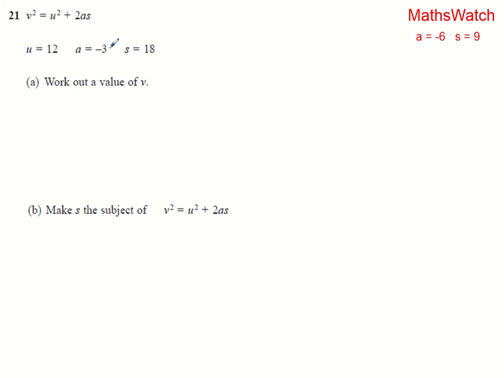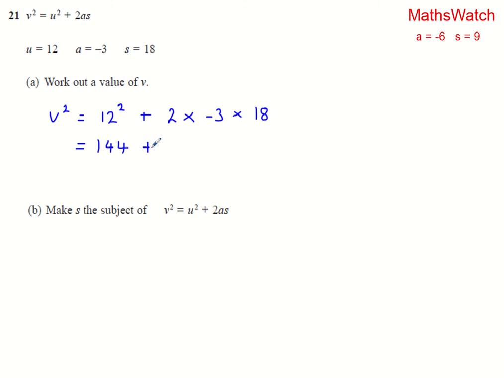So all we're doing is using these numbers and putting them into this formula. So v squared is equal to u squared, so that's 12 squared, plus 2as means we're doing 2 times a, which is minus 3, times s, which is 18. And we're going to work that out separately. So first of all, 12 squared is 144.